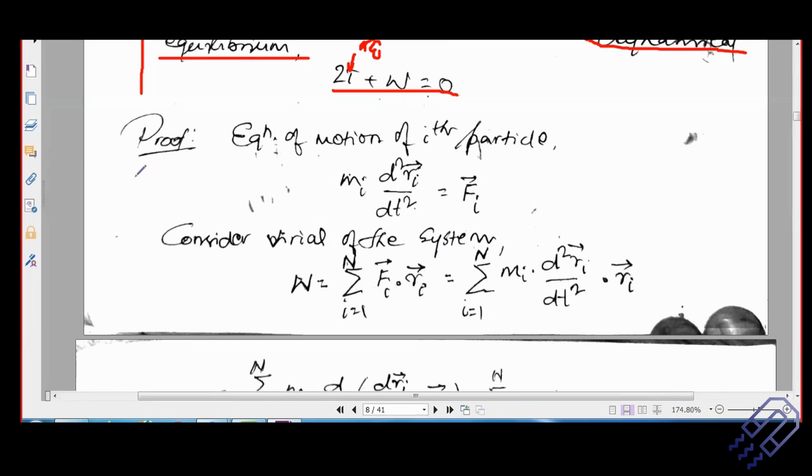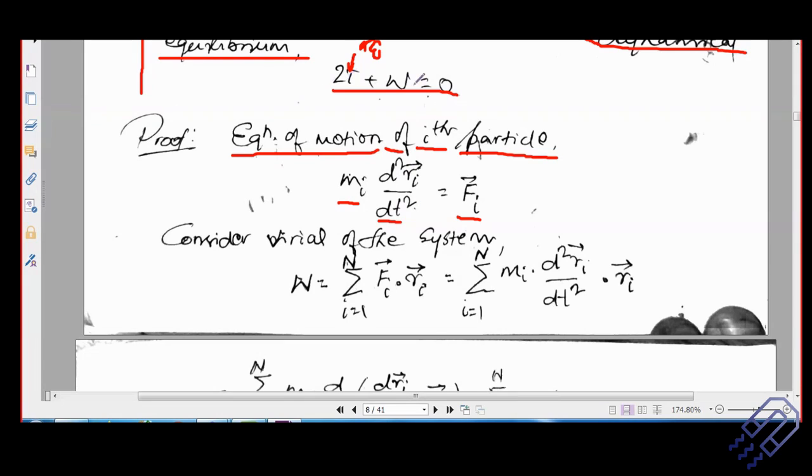So let's start proving the Virial theorem. This is the proof. If you write down the equation of motion of the ith particle, since we are talking about kinetic energy, it is advisable to start with an expression of the equation of motion. So for the ith particle, mass into acceleration is equal to force. This is the force on the ith particle, this is the mass of the ith particle, and this is d2 ri dt square. Ri is the position vector, so this is nothing but the acceleration of the ith particle.